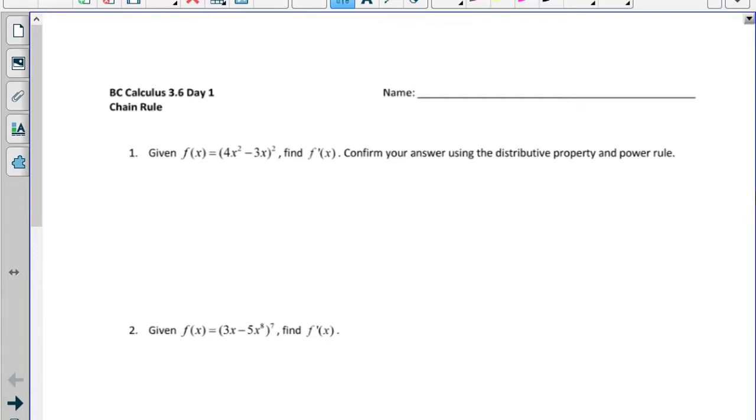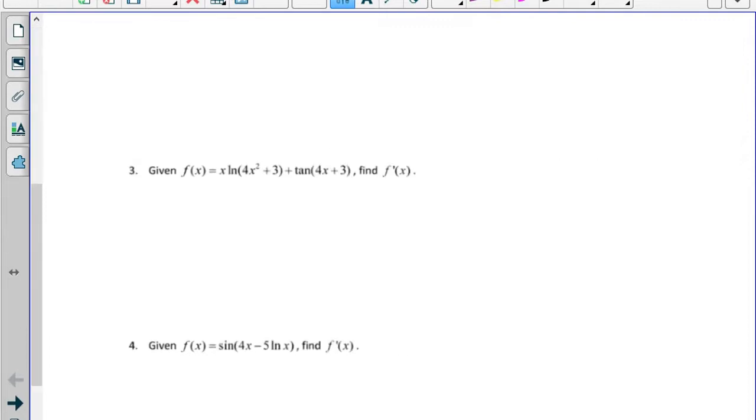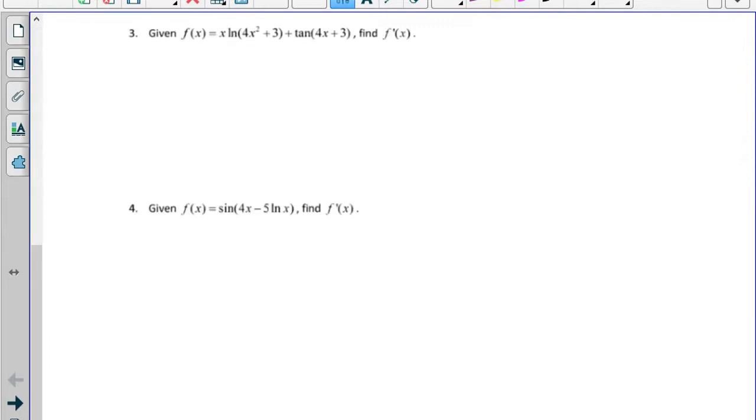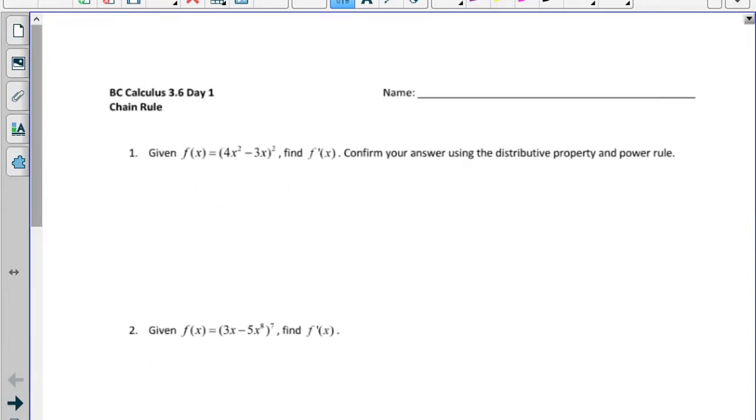using old methods. So we can use the distributive property and the power rule and kind of figure this out. But then once we get to problems like number 2 and number 3 and number 4, well, those are definitely not using old methods. We can't do that. So what we're going to do is in problem 1, we're going to kind of experiment, see what the answer is, and then maneuver it back. So let's take a look.